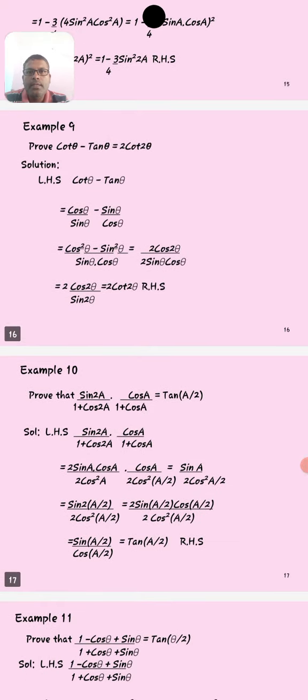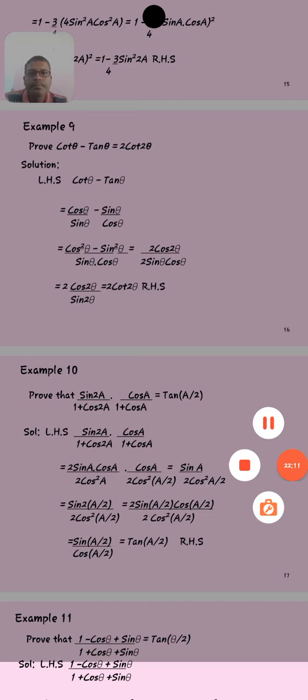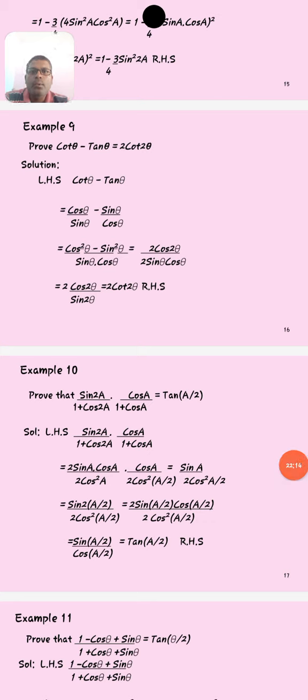Now we see example number 9. Prove that cot theta minus tan theta is equal to cot 2 theta. Here the solution: we have to take the LHS part. Cot theta minus tan theta is equal to cot theta as cos theta by sin theta minus tan theta as sin theta by cos theta. Now we can do the LCM part. We get cos square theta minus sin square theta divided by sin theta into cos theta.